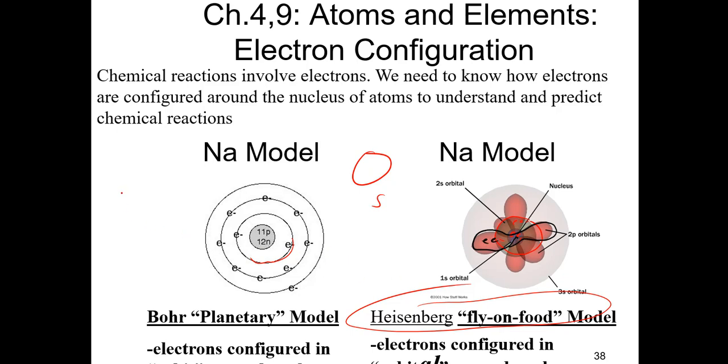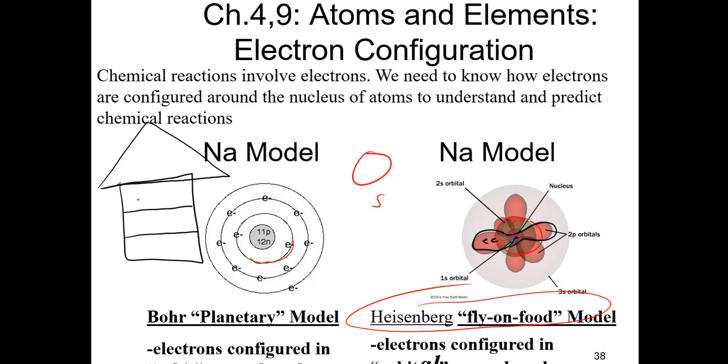Going back to my housing anatomy, we talked about the anatomy of an apartment complex has levels. Well, in the Heisenberg model, not only is there levels, there's also rooms. So in the first level, you can think of it as a studio, and that would be what we call a 1s orbital.